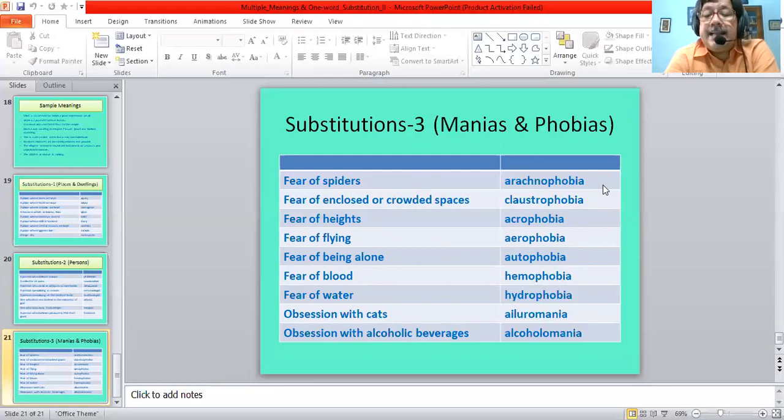An obsession with cats, alluromania. An obsession with alcoholic beverages, alcoholomania. Now there are many more such manias and phobias. Now I have tried to give you some idea regarding the world of antonyms and synonyms and also one-word substitutions, how many words replace one word in this lecture. Now, in order to gain a better understanding of these, the best possible way is to look at the dictionary to find out more such words and also their meanings.